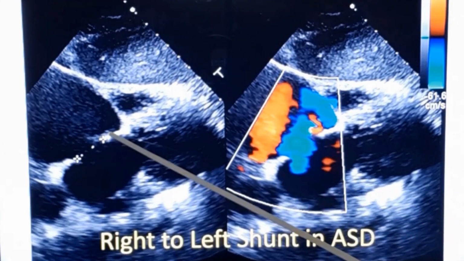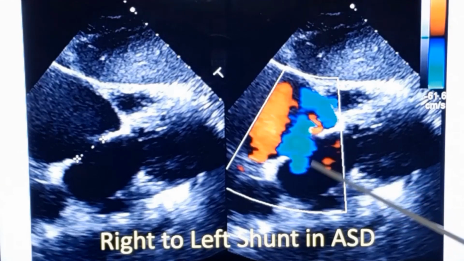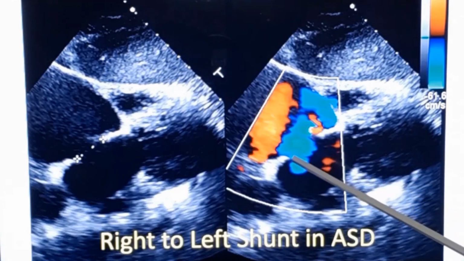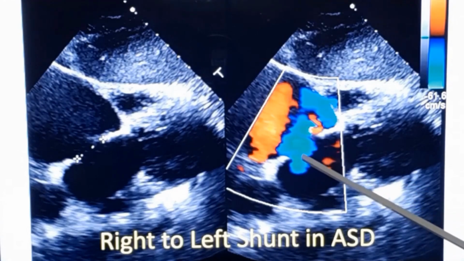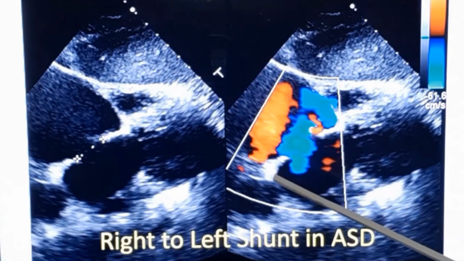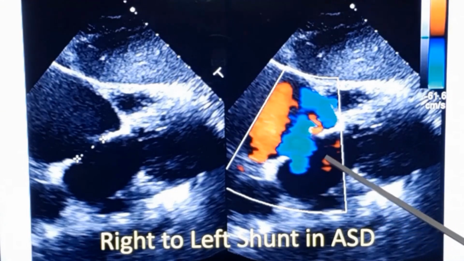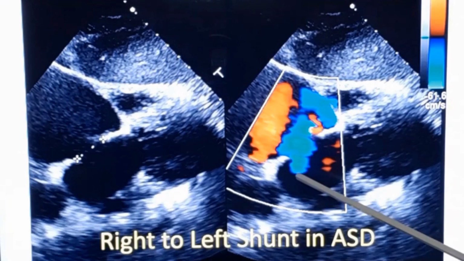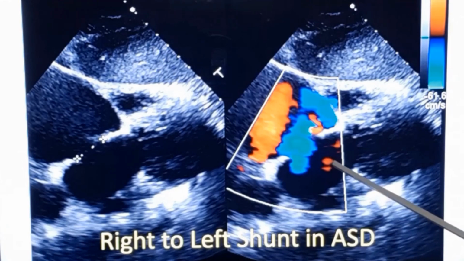Side by side you can see the atrial septal defect. Usually right to left shunt occurs in atrial septal defect with severe pulmonary hypertension, and this is an Eisenmenger situation. But in ASDs, it is also possible to have a transient right to left shunt when there is a slight difference between the right atrial and left atrial pressures during respiratory phases.